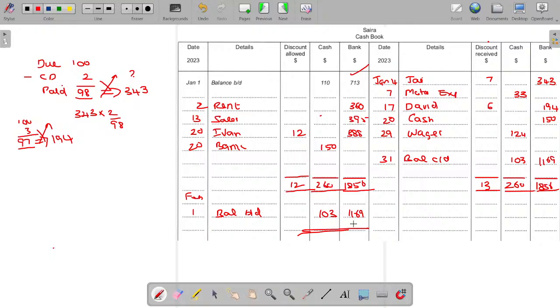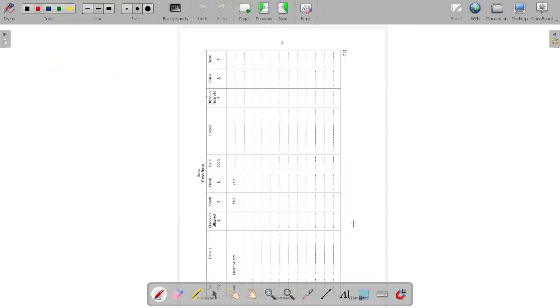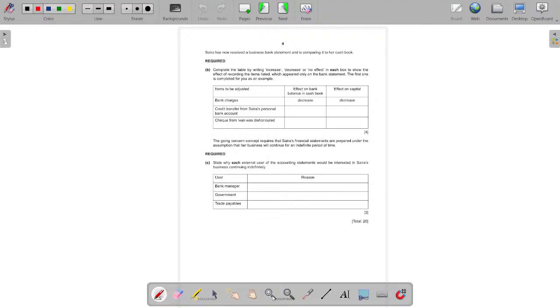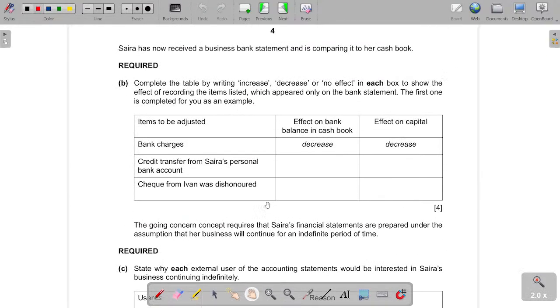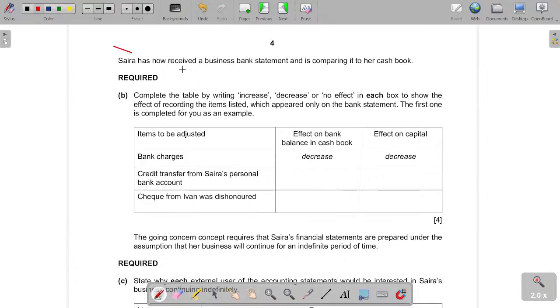Now, Saira has received a business bank statement and is comparing it to her cash book. Complete the table by writing increase, decrease or no effect in each box to show the effect of recording the items listed which appeared only on the bank statement. So these are things appearing only in the bank statement. Bank charges, actually the effect on bank balance in the cash book is decreasing, because it's an expense.